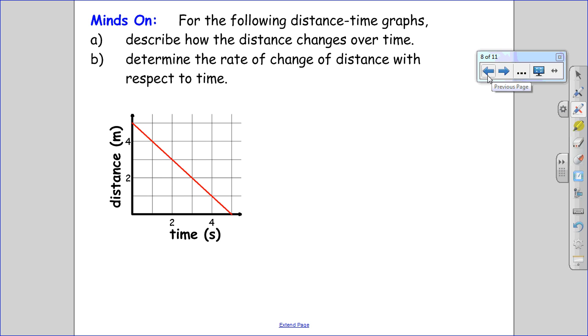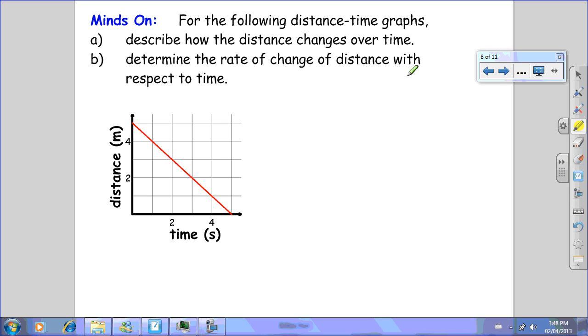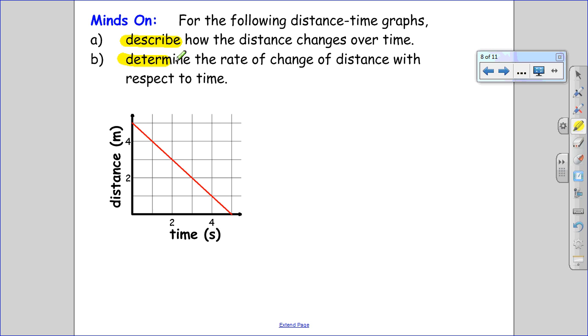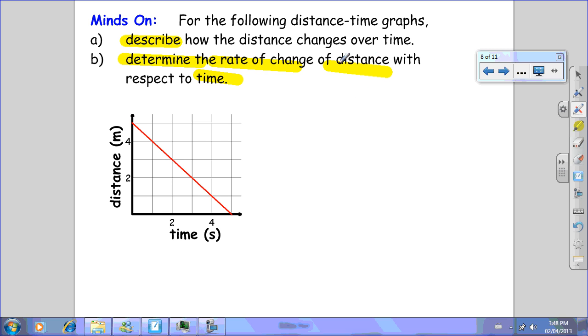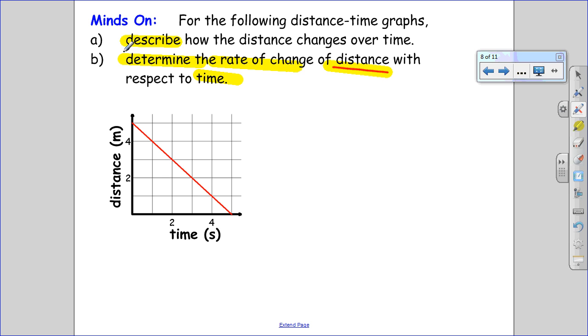Last one. What's happening to the distance? Distance starts off high and it goes down to 0. So the distance is decreasing as the time is increasing. And of course, I could highlight, but I already did that in the other questions, so I really don't need to keep doing it. I'm looking for my rate of change, which is rise over run.